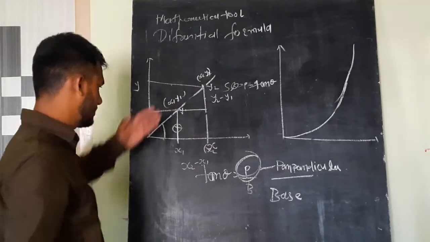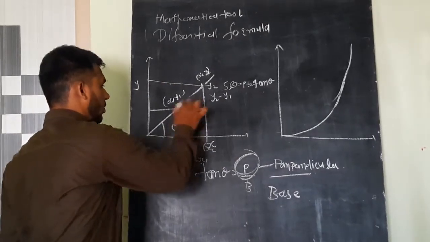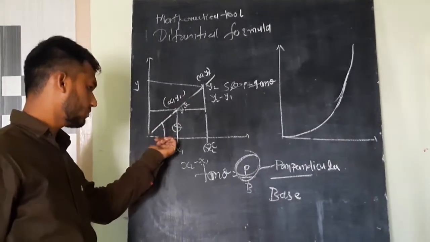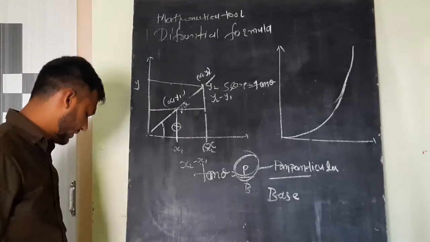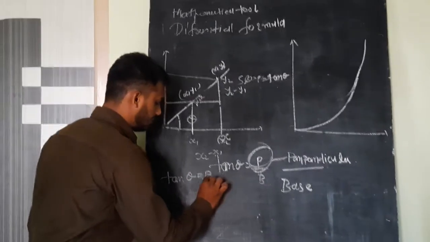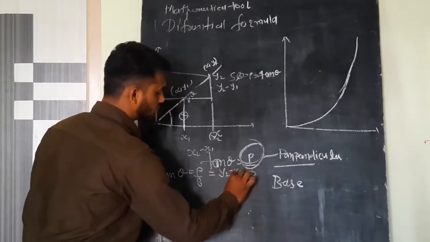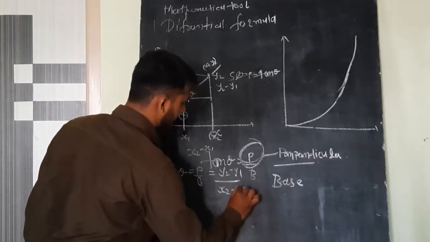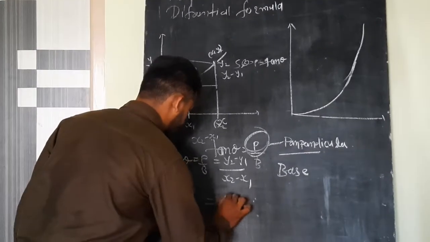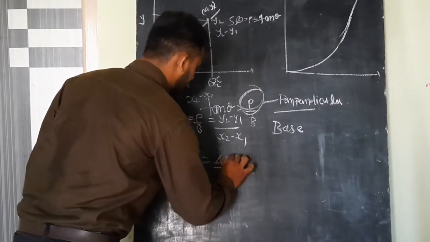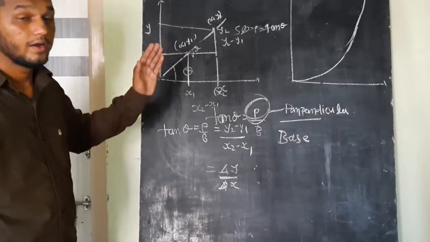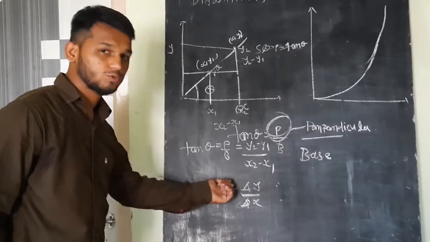So the slope is our theta, and this theta will be the same as here. Then we can write that tan theta is equal to P by B, which is equal to y2 minus y1 divided by x2 minus x1. So this is our basic thing. It gives us delta y upon delta x. These things give us the average values.